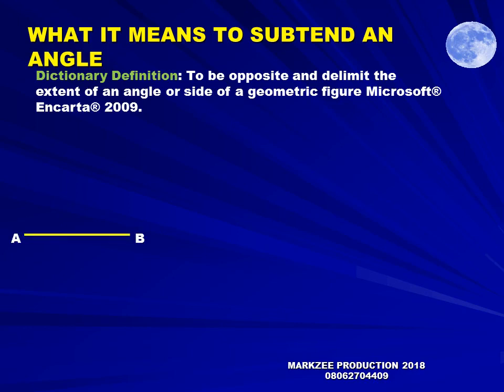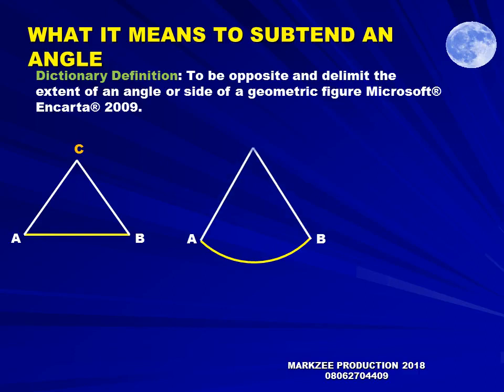If you have a line AB, watch that. Can you see that? That angle C practically originated from the edge AB. Now if it is an arc, watch, see that? That's the meaning of subtend. That's to delimit. That's why the dictionary defines that as to be opposite and delimit the extent of an angle. So the angle C virtually originated from AB.